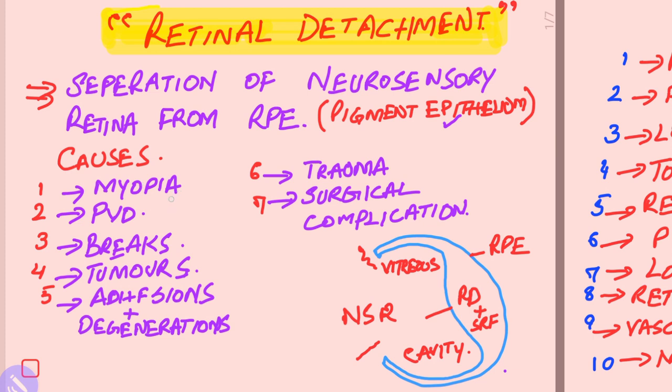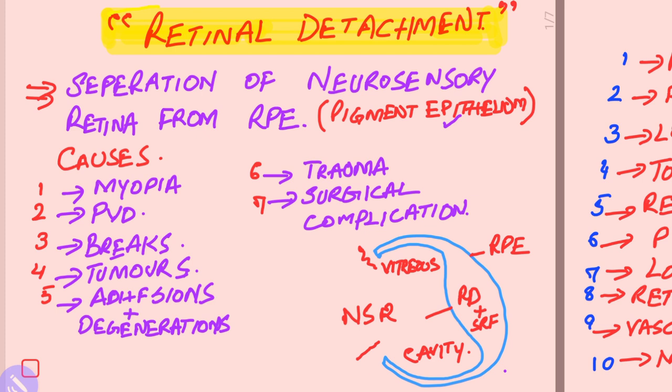Its causes are myopia and posterior vitreous detachment. Myopic people are those with high minus numbers. Posterior vitreous detachment occurs due to vitreous liquefaction. Then there can be breaks created in the retina. There can be tumors, adhesions and degenerations, which are the weak areas present in the retina. It can be due to any trauma, any injury to the eye, or a surgical complication.